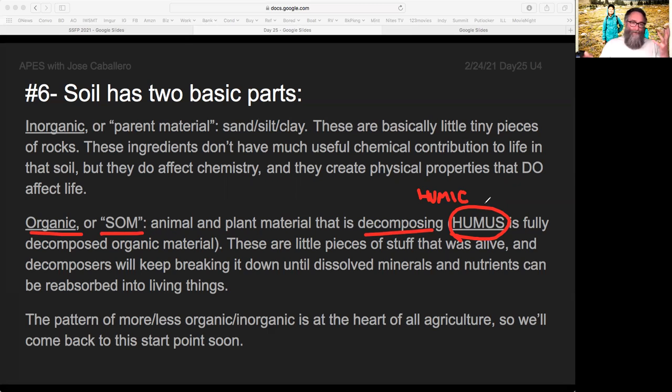And that's all the vocab terms in this unit. It'll come up a lot. We'll talk about inorganic or organic. We'll talk about humus a lot.